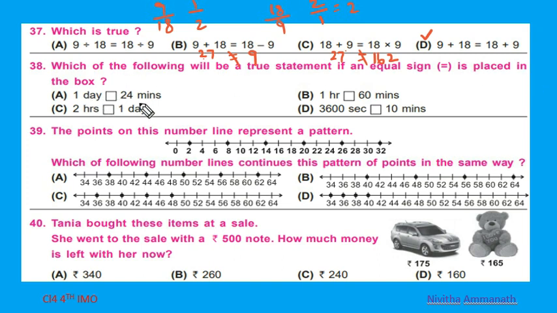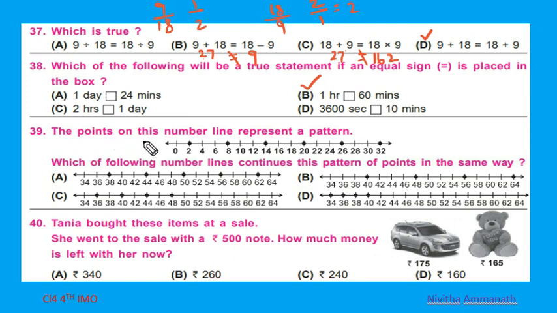1 day means 24 minutes? No, 1 day means 24 hours, not minutes. 1 hour means 60 minutes. Yes, this is the correct option. 2 hours means 1 day? No, 24 hours means 1 day. 10 minutes means how many seconds? 1 minute means 60 seconds. So 10 minutes means 600 seconds, not 3600 seconds.